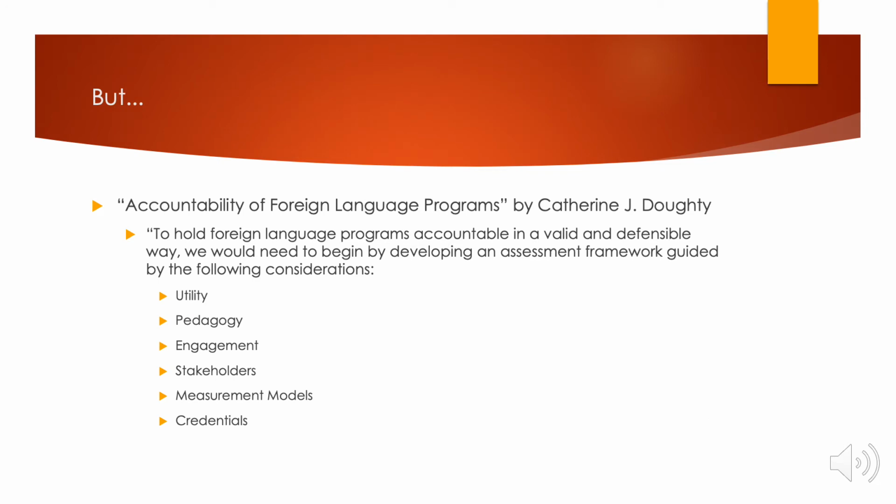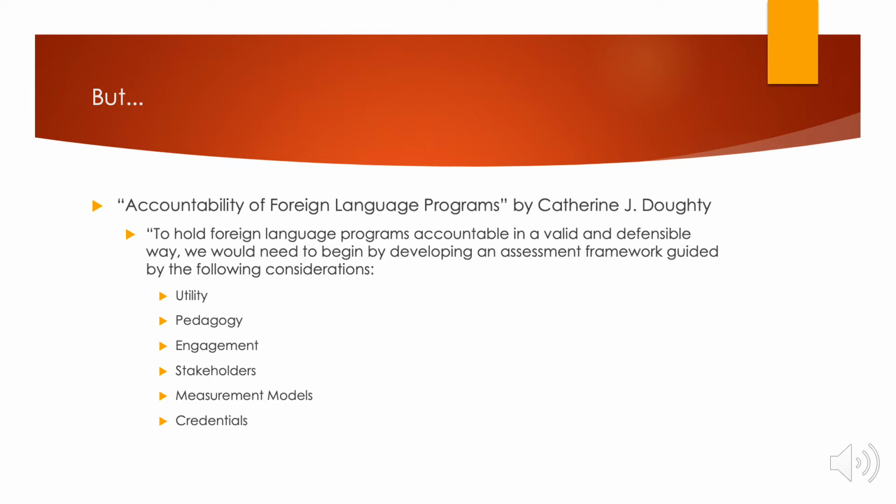Though this sounds great as a justification for fully online instruction, Catherine J. Doughty, in her article Accountability of Foreign Language Programs, presents some words of caution. She argues that to hold foreign language programs accountable, either face-to-face or online, in a valid and definable way, we need to begin to develop an assessment framework guided by the following considerations.